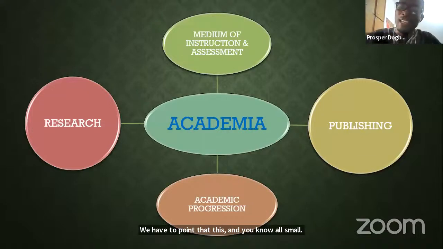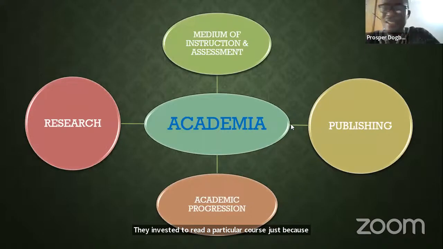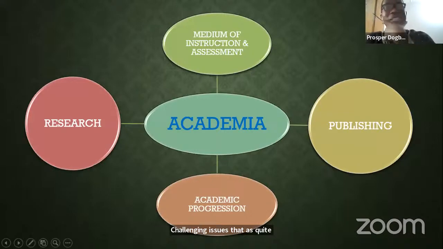Because you have a student who has passed A's in many of the electives and then has a B in English and is denied access to the university to read a particular course just because the person is not able to get an A in English. All these are challenging issues that as scholars in the area of academia, we have to delve into.